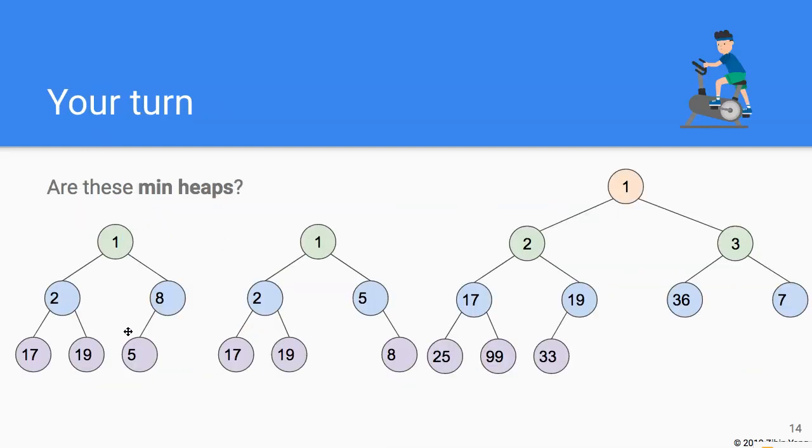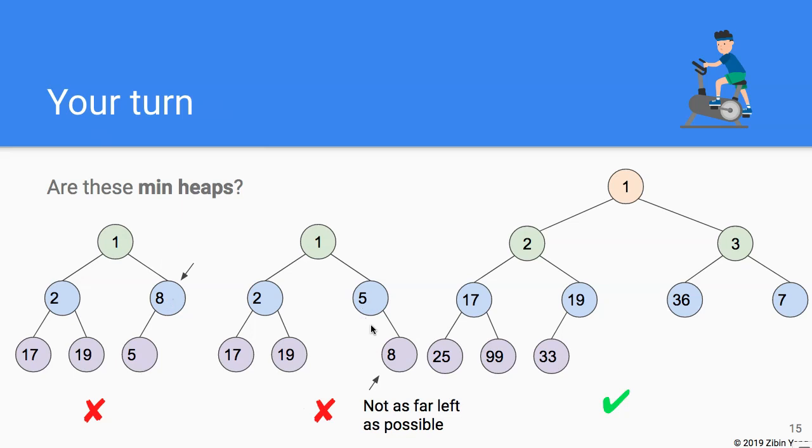So looking at these heaps here, pause the video and try to figure out if these are min heaps based on the previous definition. Assuming you have done that, let's look at these together. So the first heap, the first tree, is not a min heap because of the node with the data 8. The number 8 is greater than its left child. So for a min heap, it must be smaller than. So this is not a min heap.